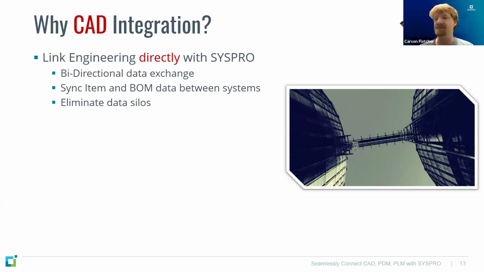So that when you look at the same, say, part number or stock code in SYSPRO and in your CAD, the same information is in both systems. So you can be confident that you're looking at the same information that you might see in engineering. It's eliminating those data silos that can cause a lot of headache and confusion when two departments or two different folks are trying to talk about one part.